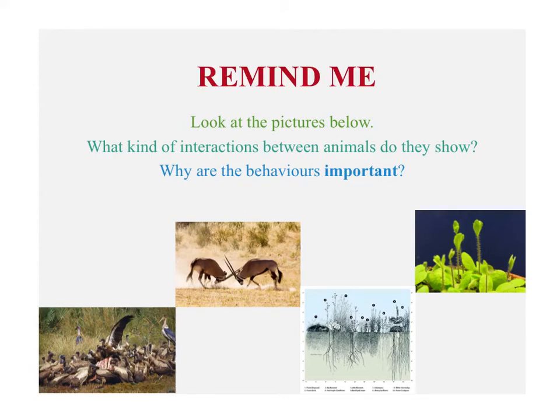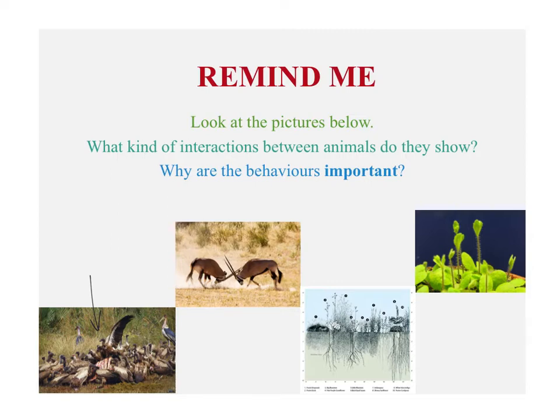So have a look at the pictures. What kind of interactions do they show, and why are the behaviours shown in the pictures so important? So we've got a variety of both plant and animals here. Think about what they're doing, why some might be taller, what the antelopes or gazelles, I don't know which one, are doing in the picture, what's happening over here for this carcass. And then play again when you're ready.